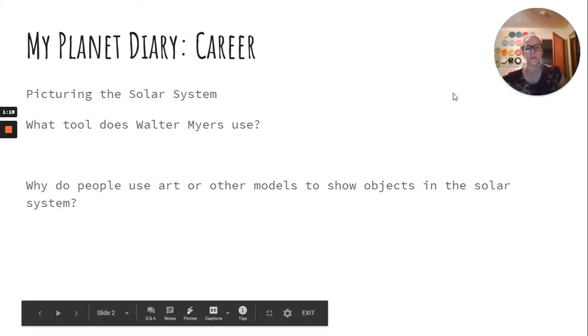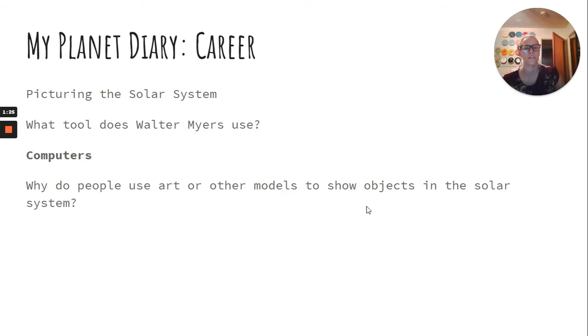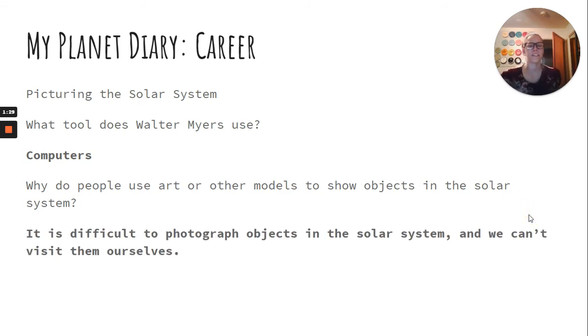So what tool does he use? Well, he first started with pencil, but now he uses computers. And then why do people use art or other models to show objects in the solar system? Because it's difficult to photograph those objects and we can't visit them ourselves. Rather expensive to go into outer space and difficult to photograph, as it says there.